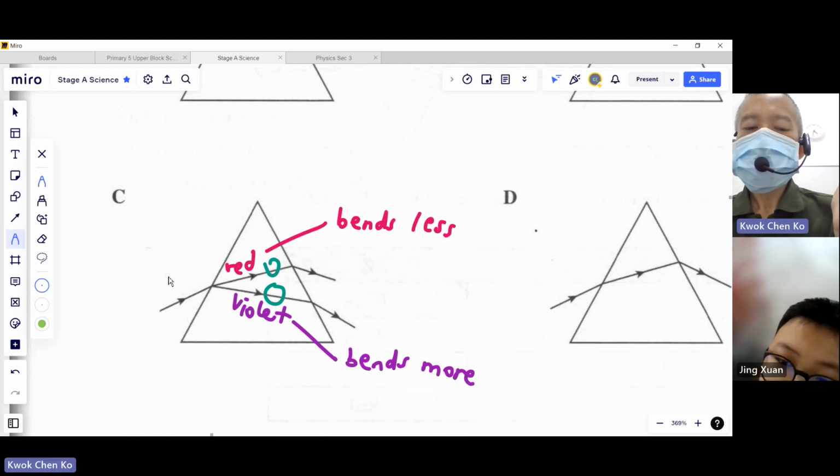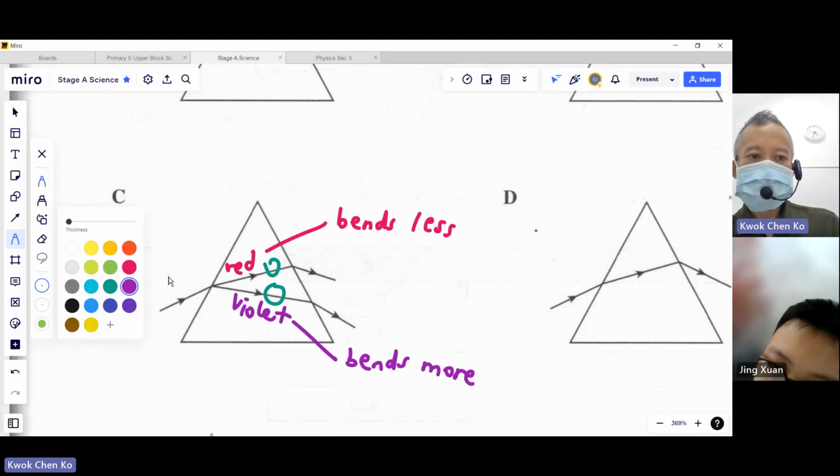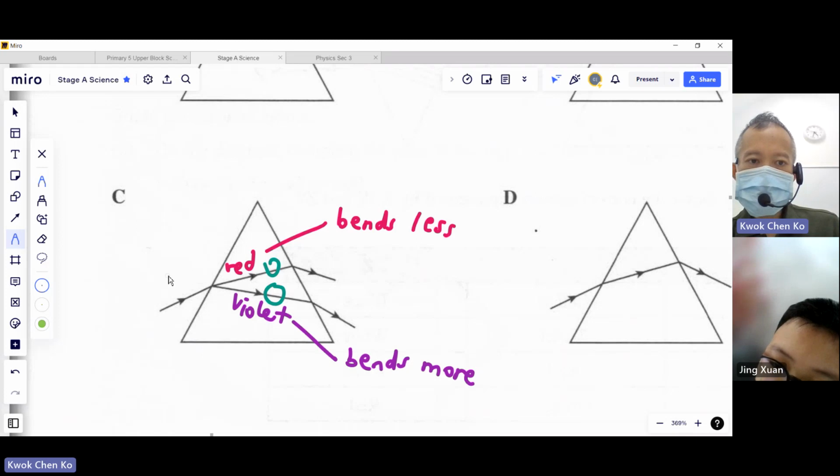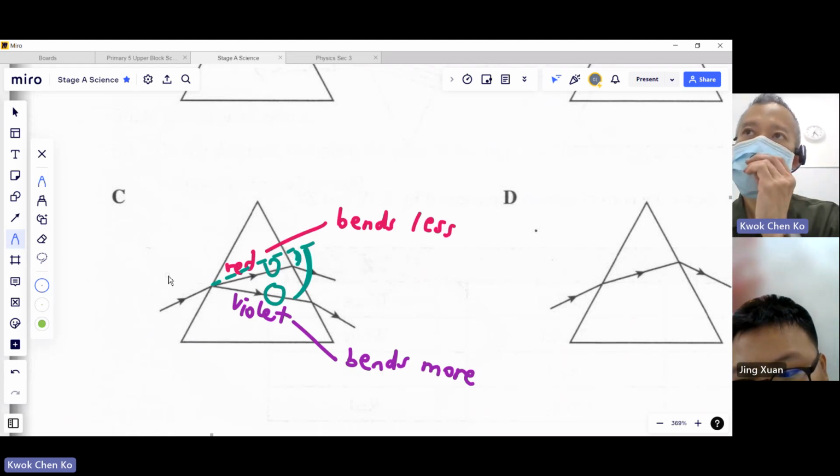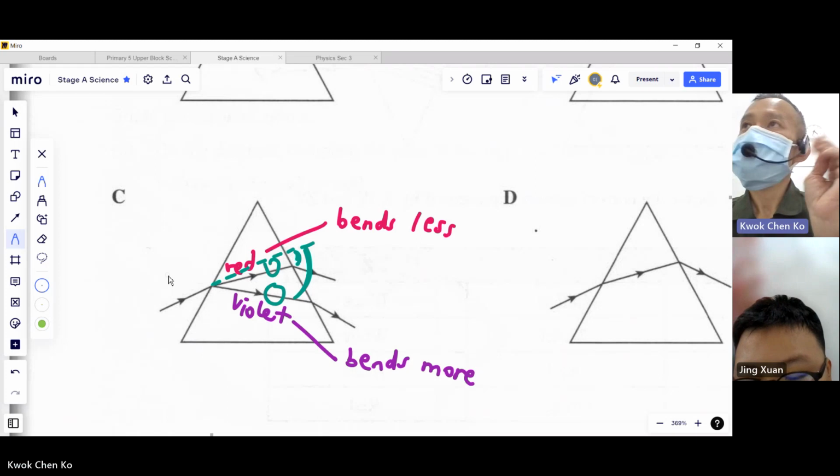If you just look at it, what do I mean? That means you must look at the original direction. This is the original direction of the light ray. So this angle is less than this angle. That's the meaning of bending more or bending less, as in bend less from the original direction.